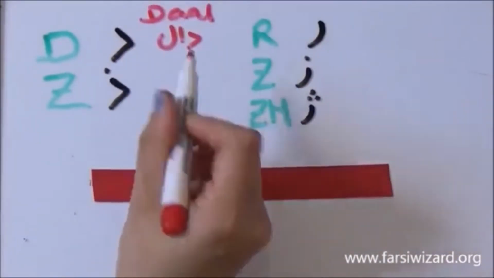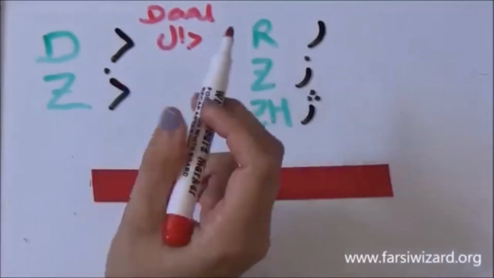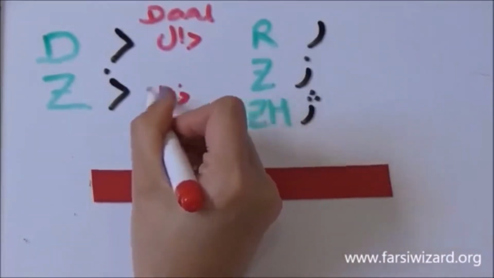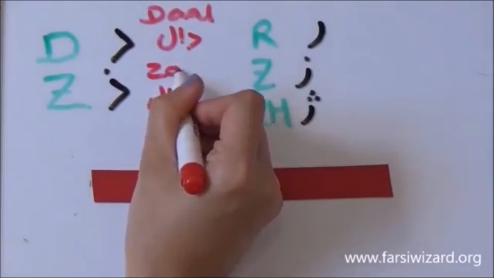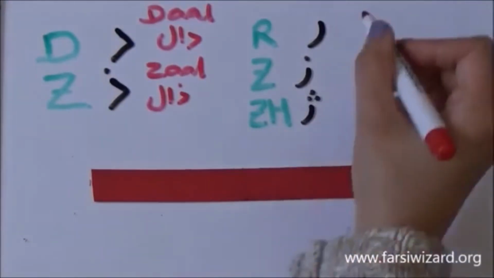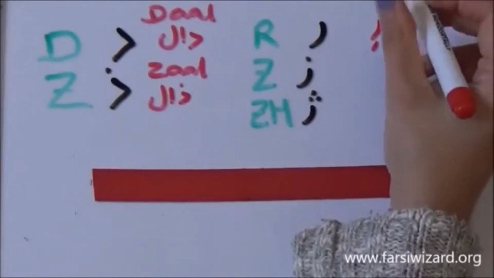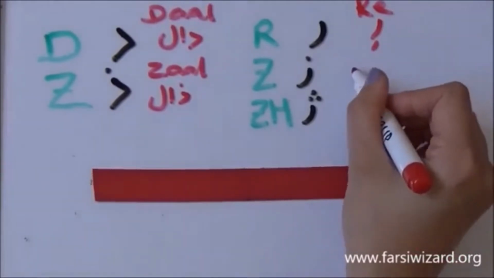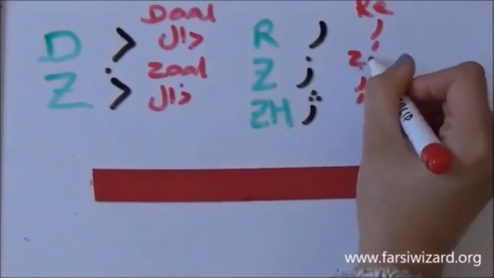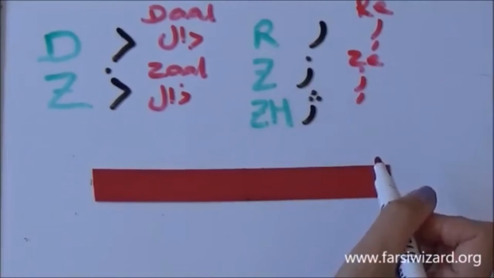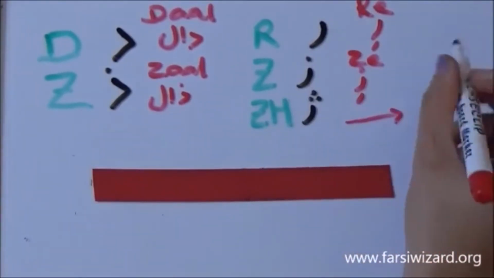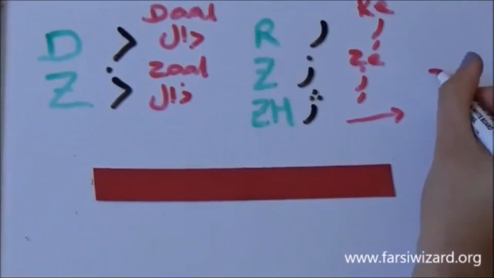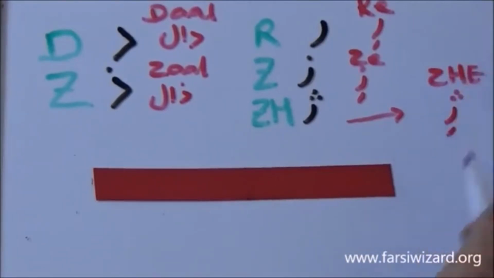So, dal, that's how you will pronounce the letter in Farsi, dal. The other one is zal. And on this side, things are much easier. Re. So the Persian R is re, a little bit like Italian R, less dramatic though. Then we have ze, and finally we have je, like in the sound garage, je. There you go.